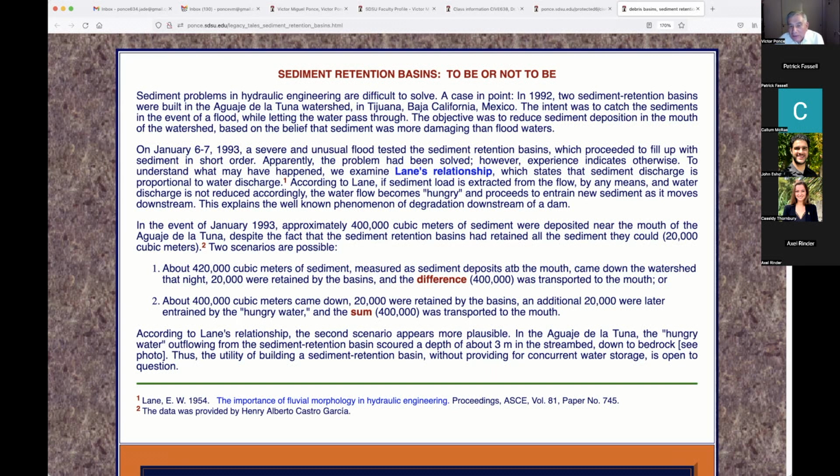According to Lane, if sediment load is extracted from the flow by any means and water discharge is not reduced accordingly, the water flow becomes hungry and proceeds to entrain new sediment as it moves downstream. This explains the well-known phenomenon of degradation downstream of a dam.